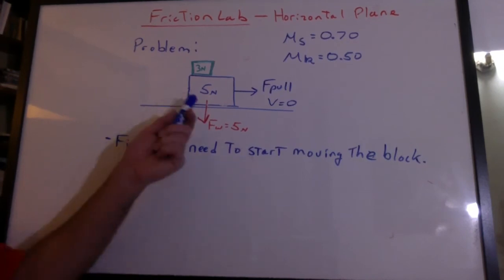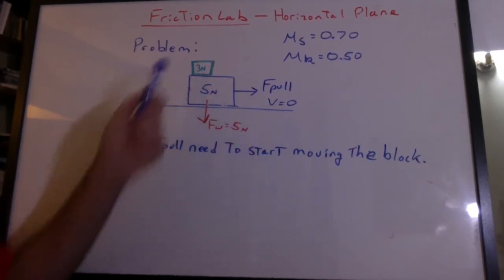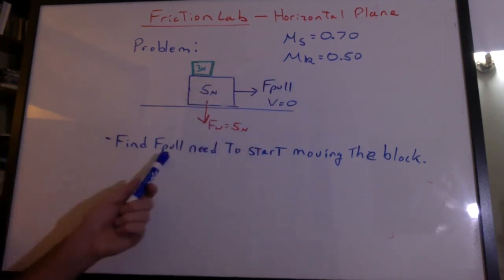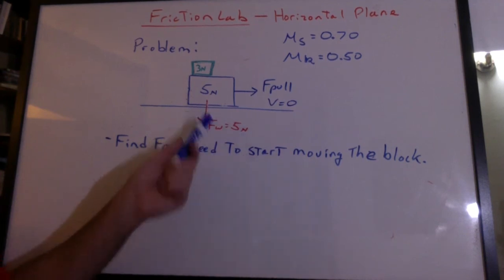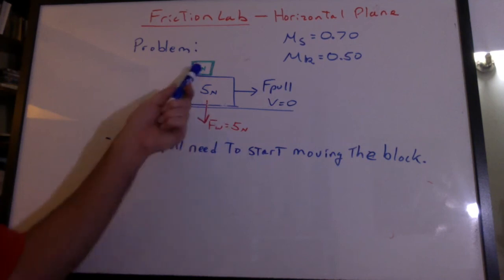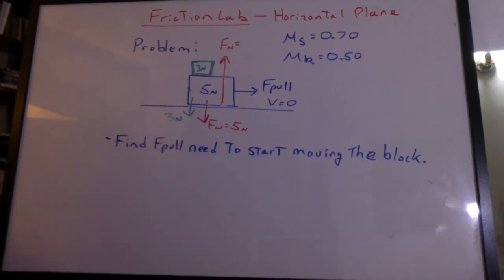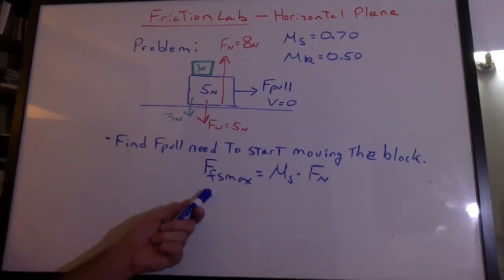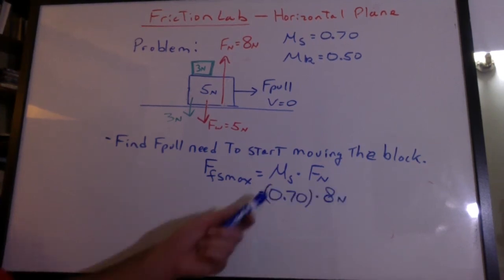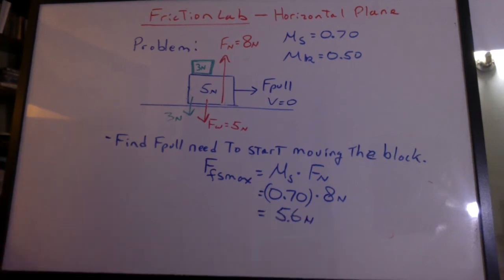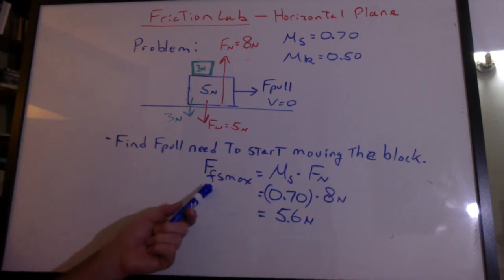Well, let's reset the block at 0 and put a little weight on top, 3 newtons. The mu is still the same because it's the same surface. Find the force pull needed to start moving the block. Well, the weight of the block is 5 newtons, but now we have 3 newtons pushing down on this surface as well through the block. It's like having an 8 newton block. The normal force will have to be 8 newtons. We'll find the maximum static friction. You take the coefficient of static friction multiplied by the 8 newtons for the normal force, and we get 5.6 newtons for our maximum static friction.